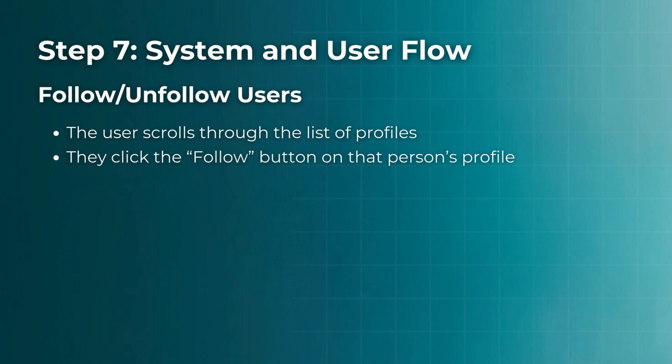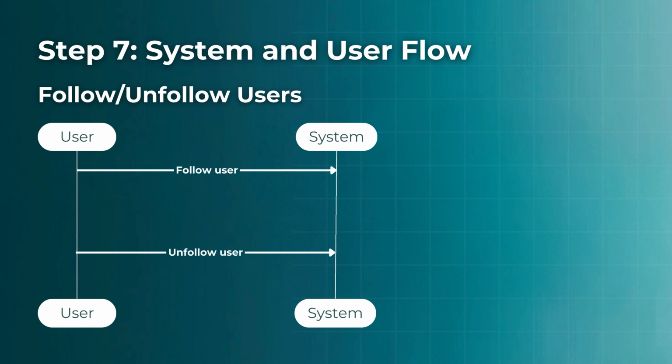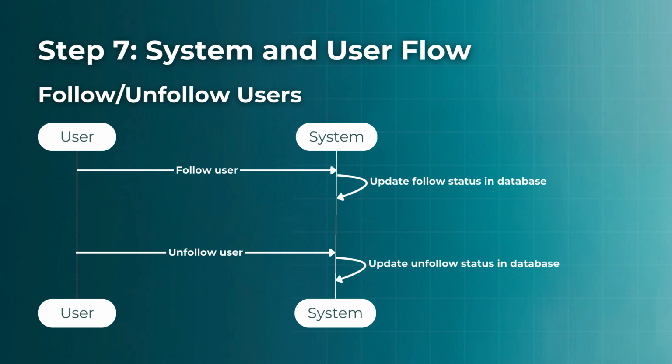Change your mind? No problem. If the user decides they don't want to follow that person anymore, they simply click the unfollow button. Now let's talk about what's happening behind the scenes on the system side. The system immediately tracks the action. Whether it's a follow or an unfollow, the system logs this in the database and updates the user's relationship data.